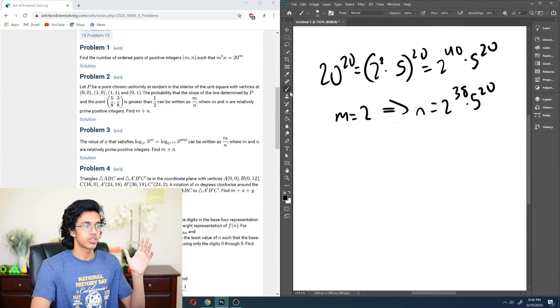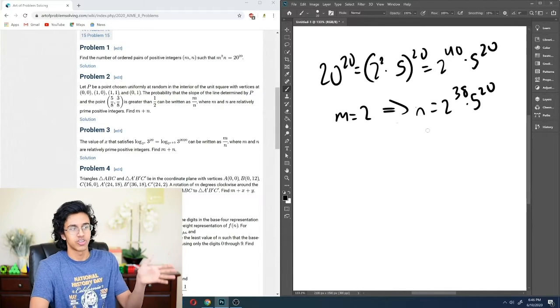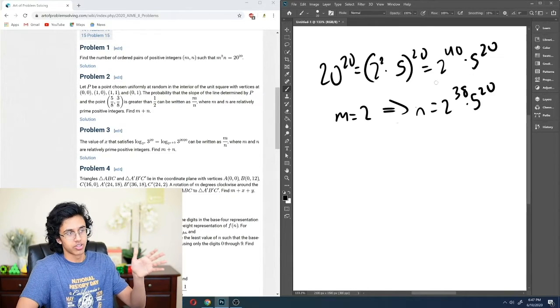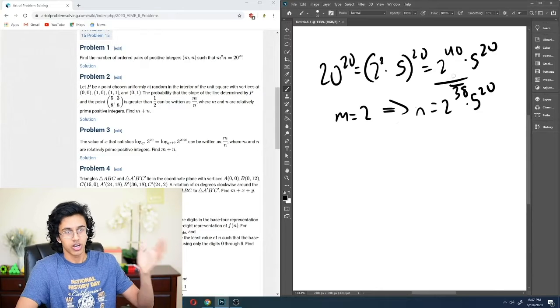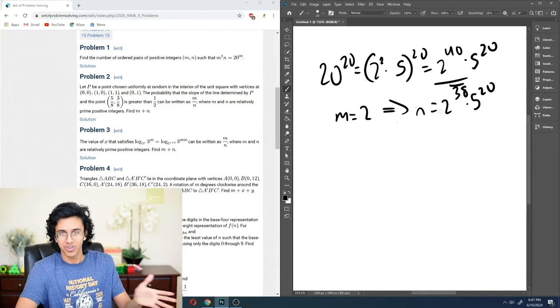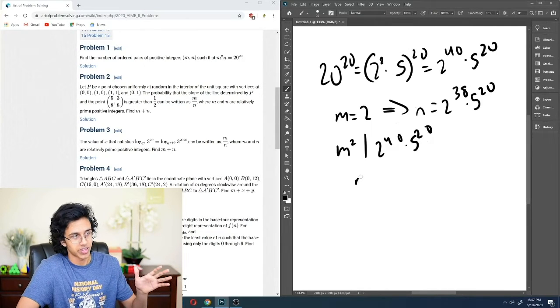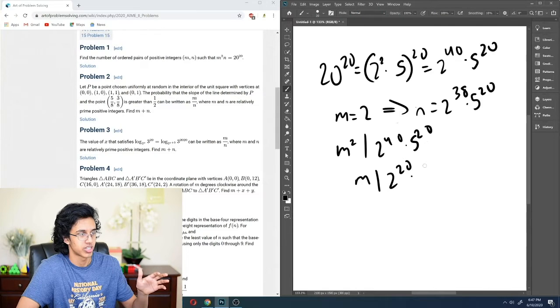So the only way we can have a positive integer m translate to a positive integer n is if m is a positive integer and it divides this, right? Or specifically, m squared has to divide this. That's because if m squared does not divide this, then n is not going to be a whole number, and then we're doomed. So basically we have that m squared divides 2 to the 40 times 5 to the 20, which is the same thing as saying that m divides 2 to the 20 times 5 to the 10.